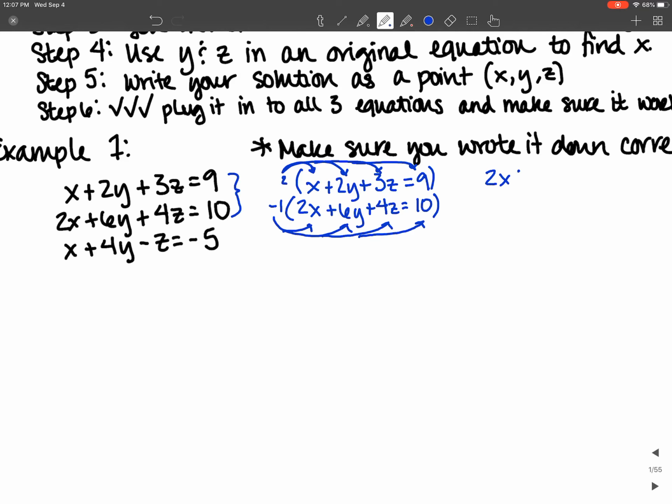So I'm going to pause. I'm going to box that in so I can find it later. And now I'm going to do step 2, which is pick 2 new equations.